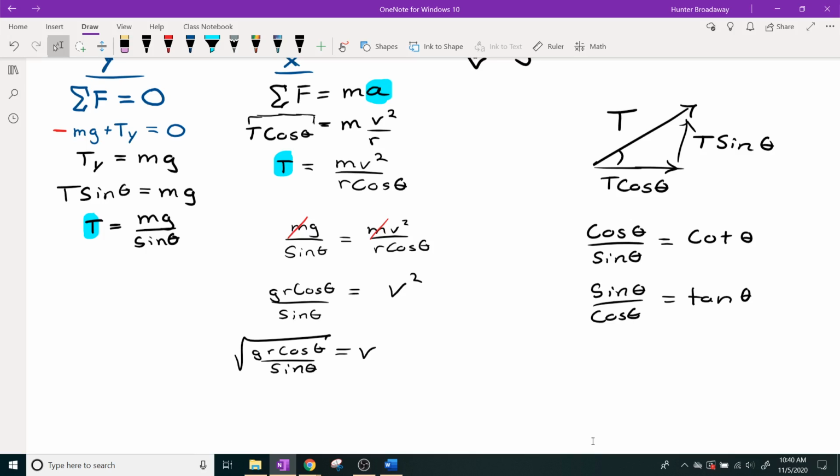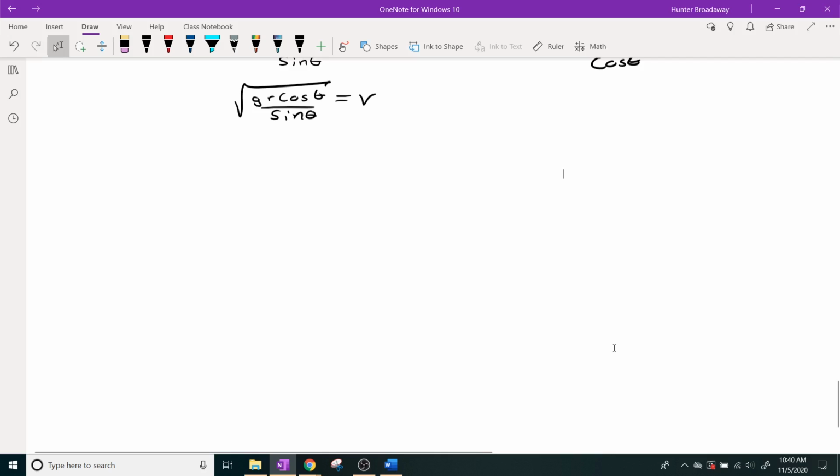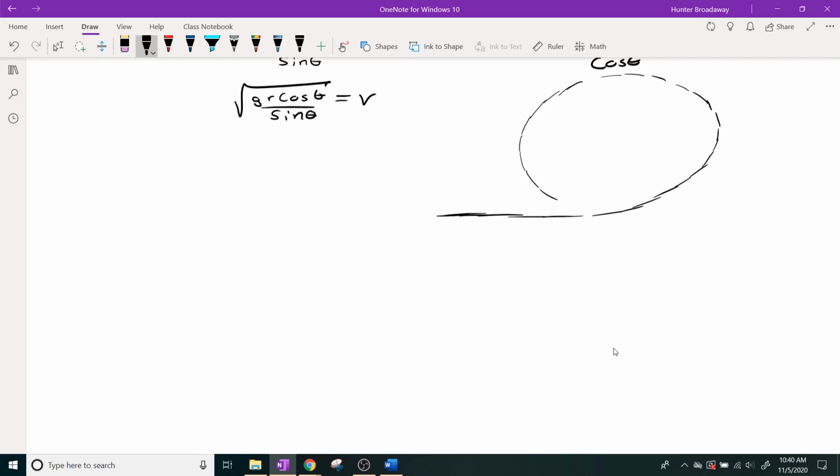Next in line, what if your circle is not horizontal? What if your circle is vertical? Like an airplane or a roller coaster loop-de-loop. So if there's a track going this way and it goes around and it loops over, goes up to the top and then back down, and then that's it.